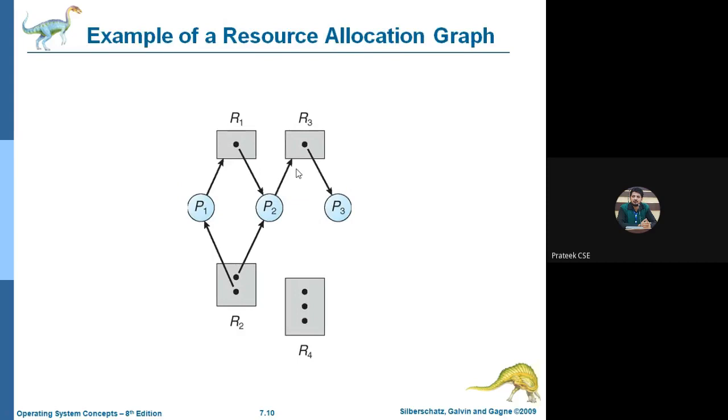So let me go to this particular example. So here you can see this is the arrow because all are directed edges. So this is the arrow, this is the arrow, this is the arrow.